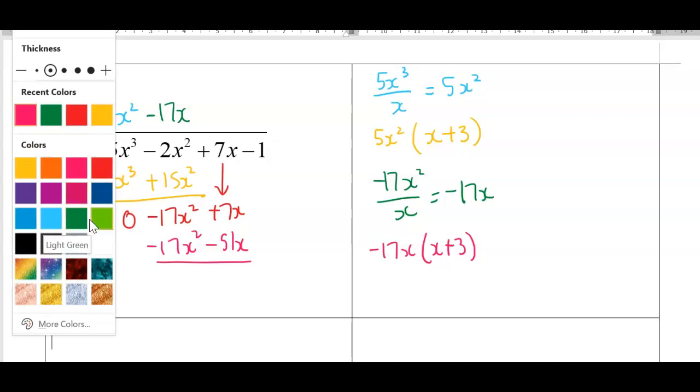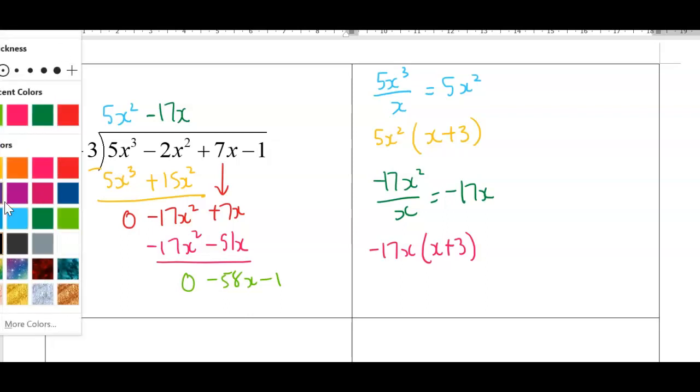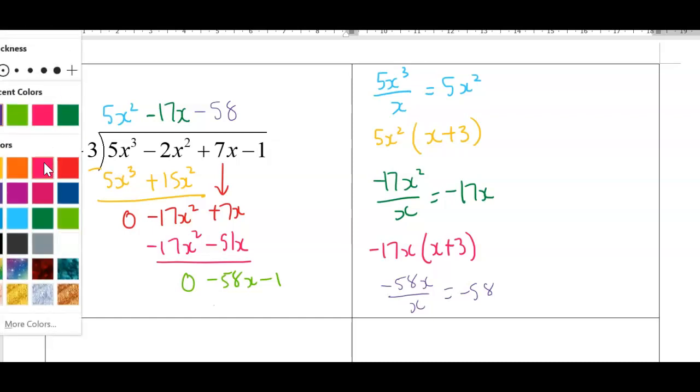Okay, what colour? I'll do light green. All right, so 0 minus 58x. Bring that minus 1 down. Let's do purple. Negative 58x divided by x gives you negative 58. So that goes up the top, and we're going to multiply that through.